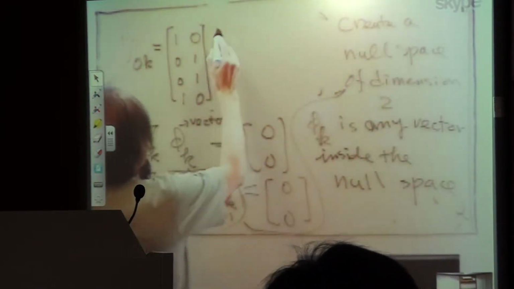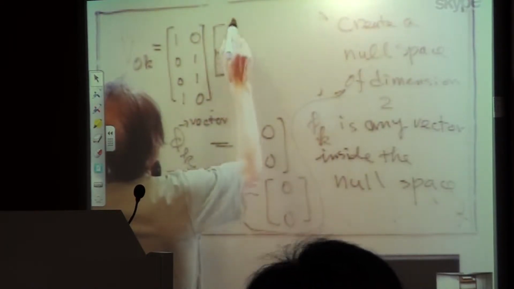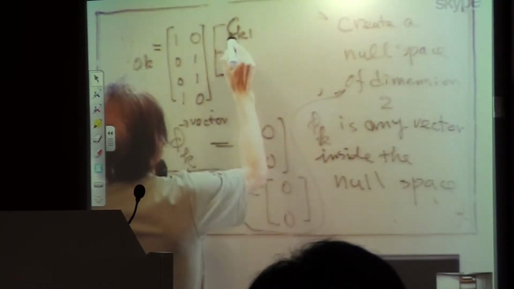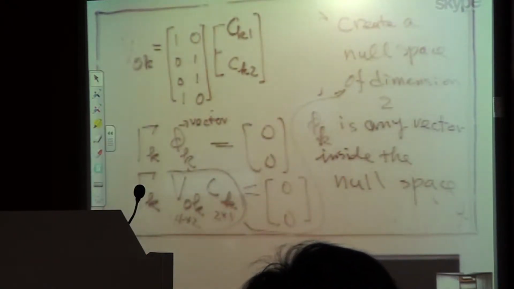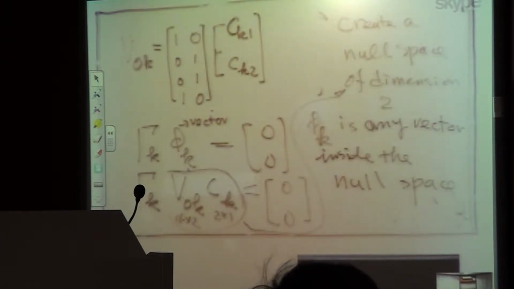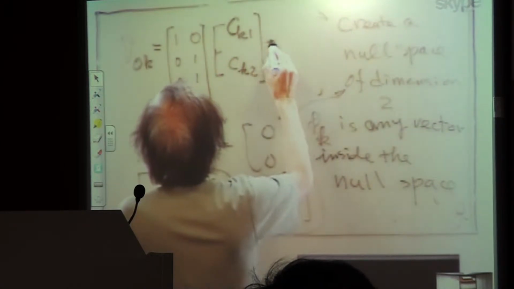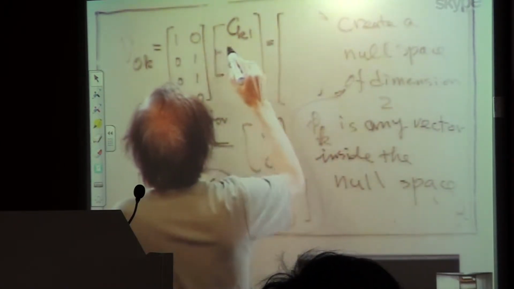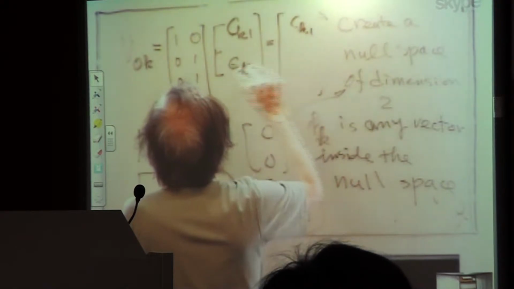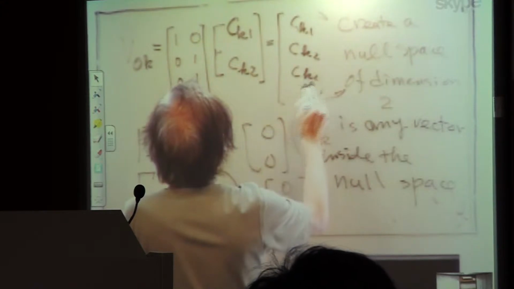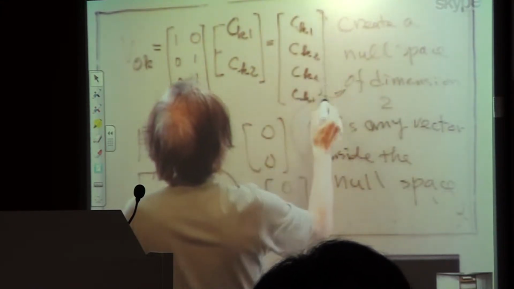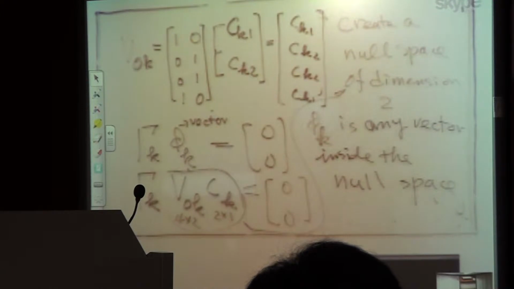Now, if I multiply by CK1 and CK2, and then I have CK1, CK2, and CK2, and CK1. Right? Yeah, that's only a vector.